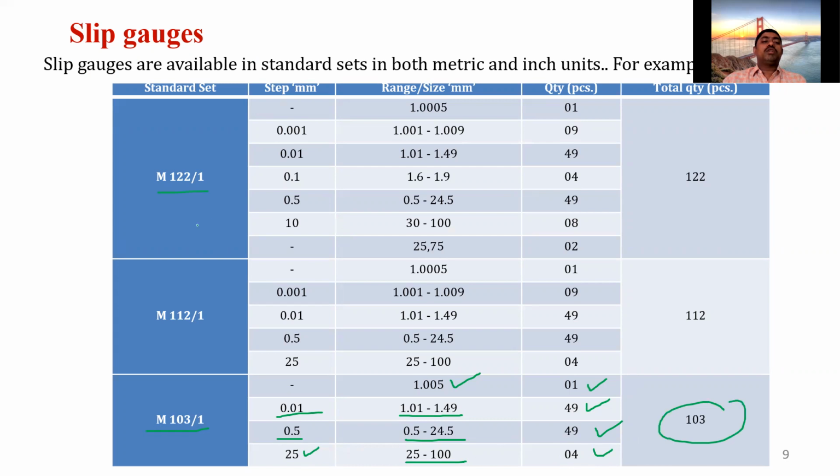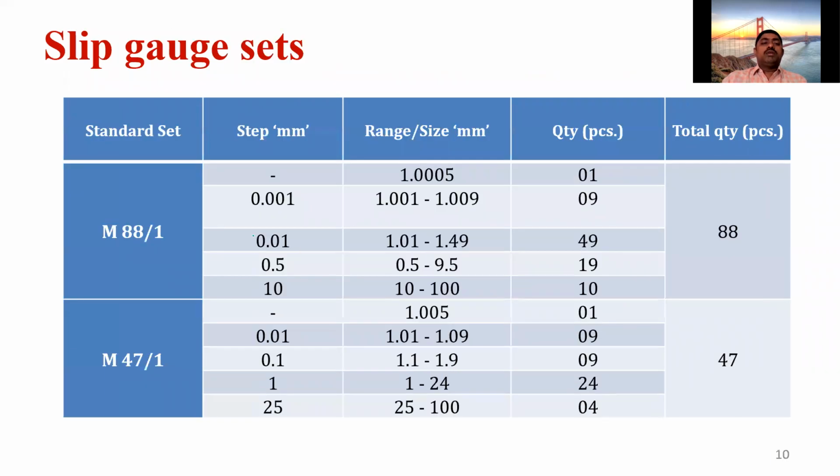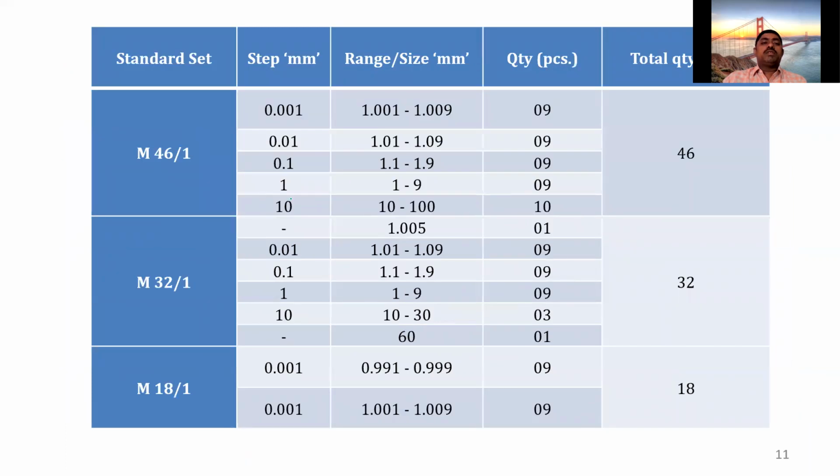Similarly, we have 122 slip gauges, 112 slip gauges. So as the number of slip gauges increases, the accuracy is also increasing. We also have one M88 set and there is an M47 set with different ranges and steps. This is also M47 set, and M32 set and M18 set.